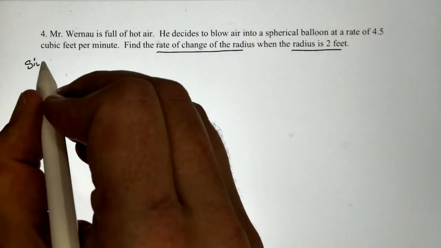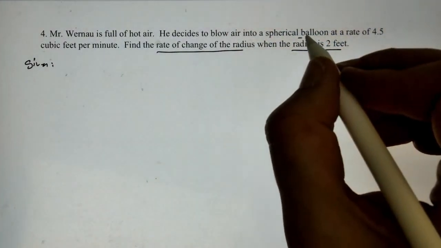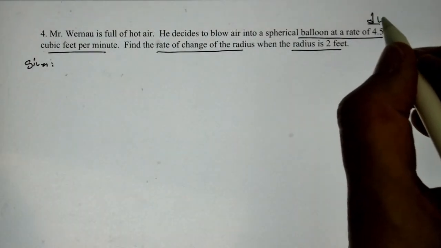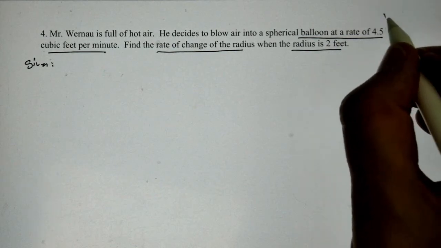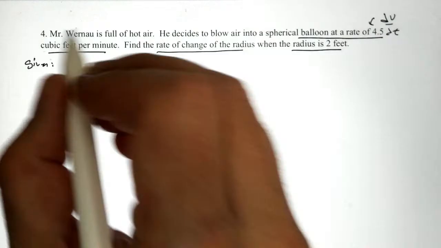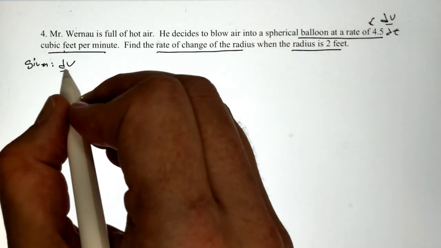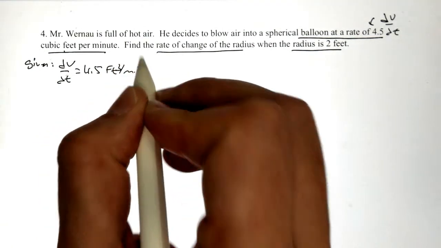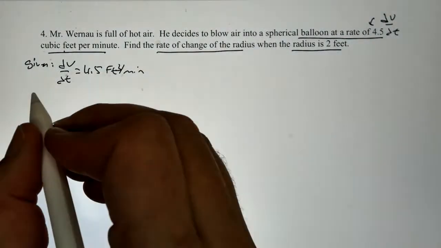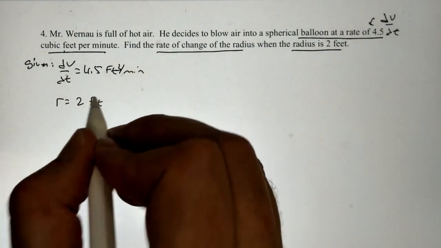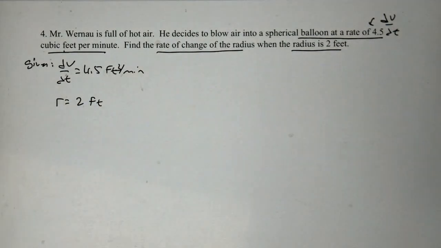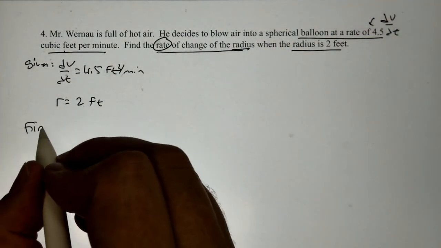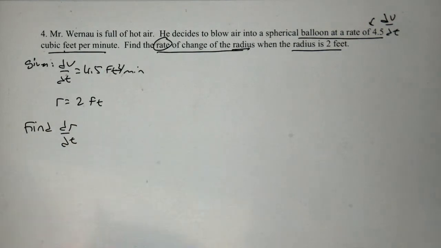So I'm going to list out my givens. The first thing is I'm blowing air at a rate of 4.5 cubic feet per minute. Wow, that's just my change in volume right there. That's dV/dt, because it's cubic feet per minute. So they're telling me dV/dt is 4.5 cubic feet per minute. They also tell me that the radius here is 2 feet. What we're asked to find is the rate of change of the radius, dr/dt.